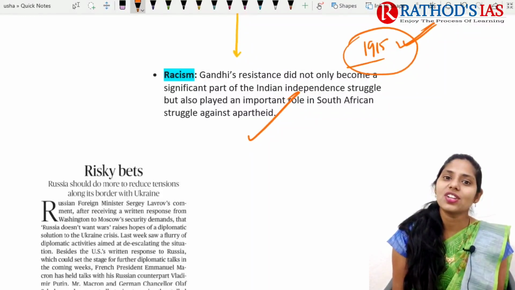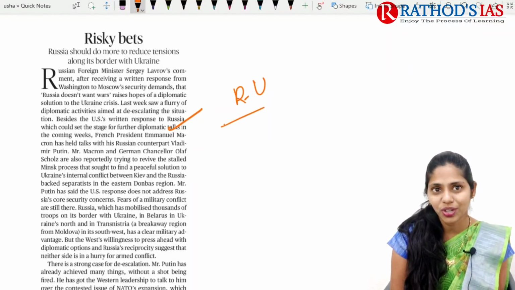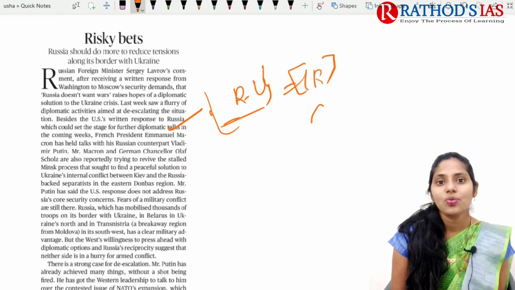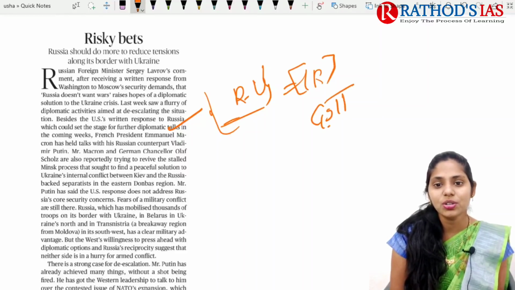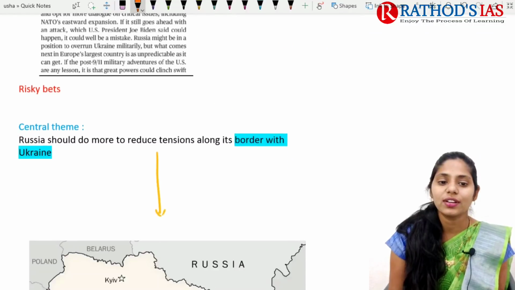Now let us see the next topic. It is regarding risky bets. This article is mainly about the Russia-Ukraine issue. It is important for international relations, which comes under GS paper 2, and this topic is most important. First, let us see the map.